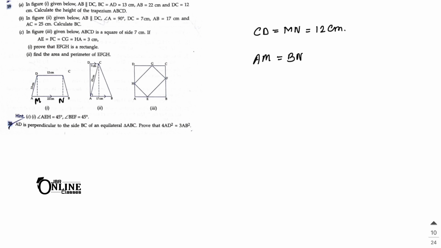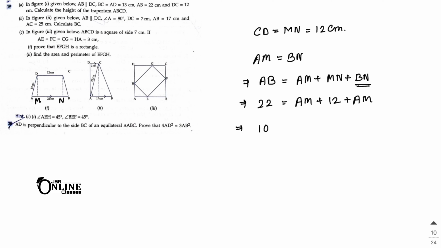So here you can write AB equals AM plus MN plus BN, and AB is equal to 22, MN equals 12. In the place of BN, you can write AM again. So 10 equals 2 AM, that means AM equals 5.